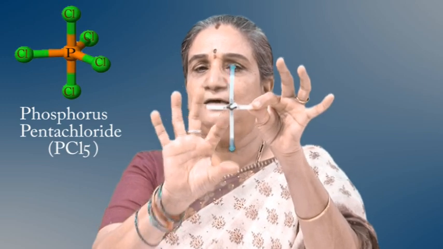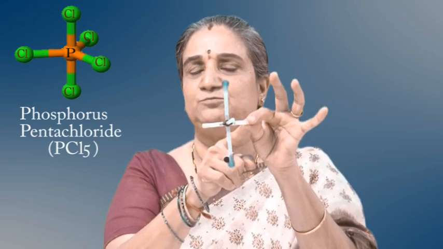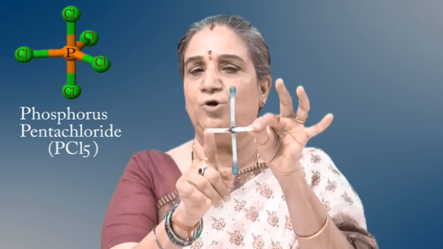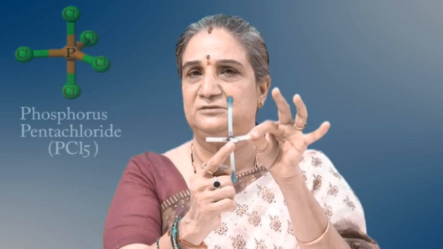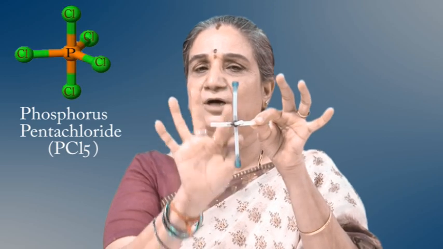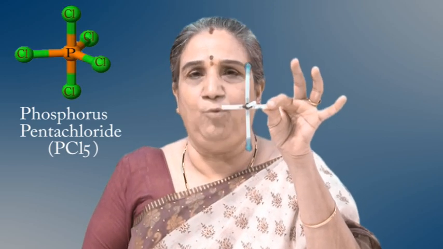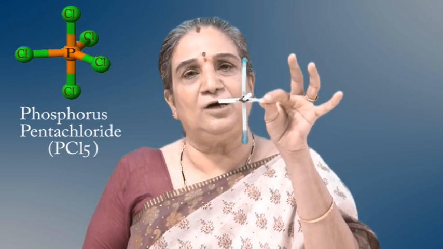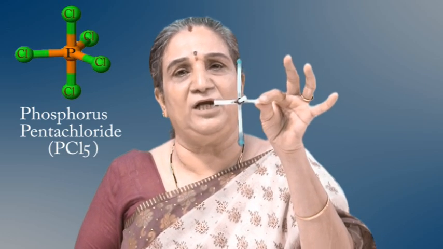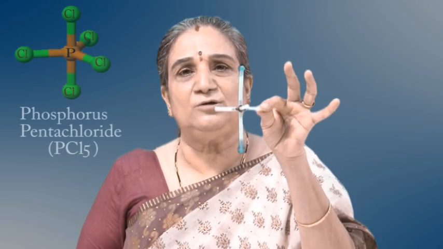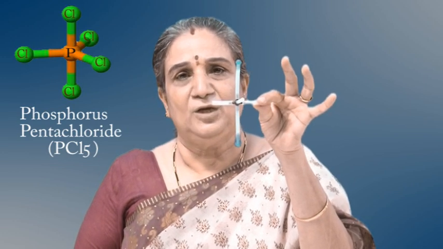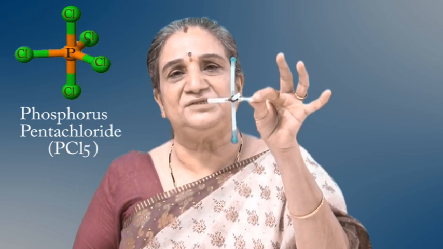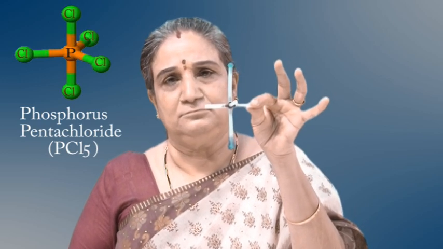The bonds here are longer than these bonds. The bonds on the plane are called equatorial bonds, and the bonds perpendicular are called axial bonds. Axial bonds are always longer than the equatorial bonds. This is because of the repulsions between the chlorine atoms. To avoid that, the bonds become slightly longer.